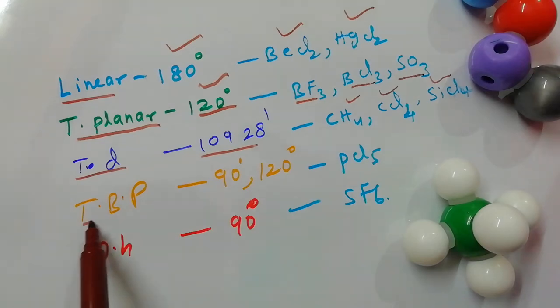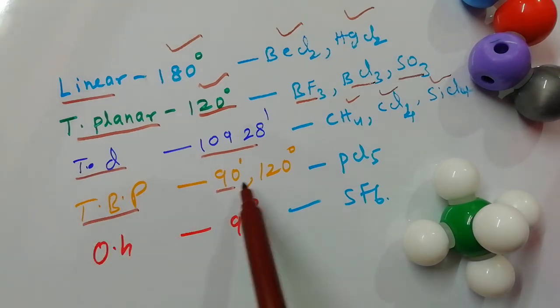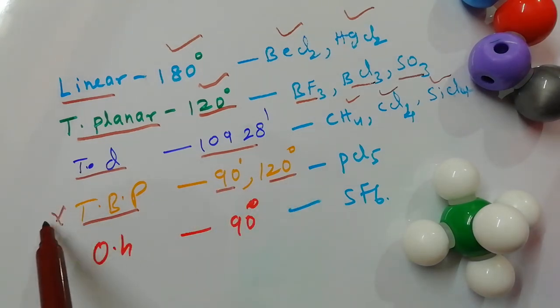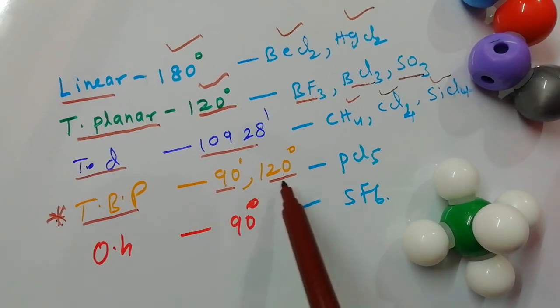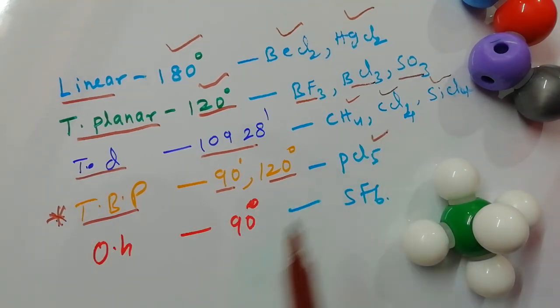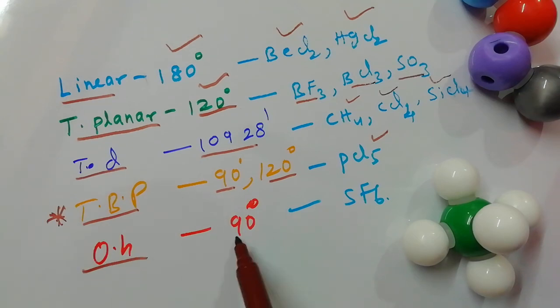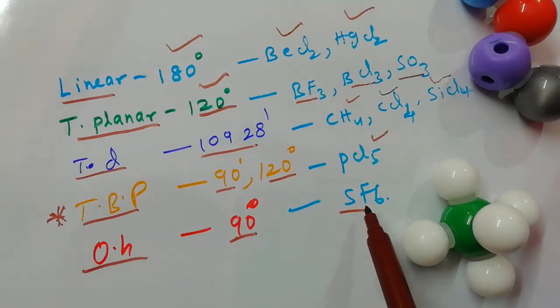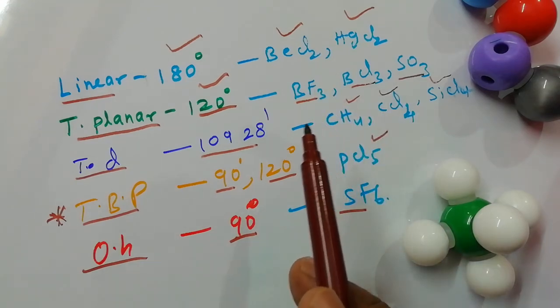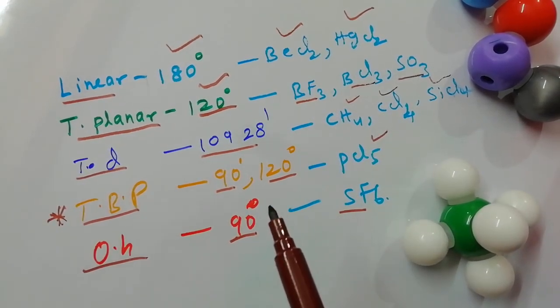Next geometry is trigonal bipyramidal. The bond angles are 90 degrees and 120 degrees. This is very important. In this, there are two kinds of bond angles. Example, PCl5, phosphorus pentachloride. Next is octahedral, bond angle is 90 degrees. Example, SF6. In addition to these examples, there are many examples that we will cover in the coming videos.